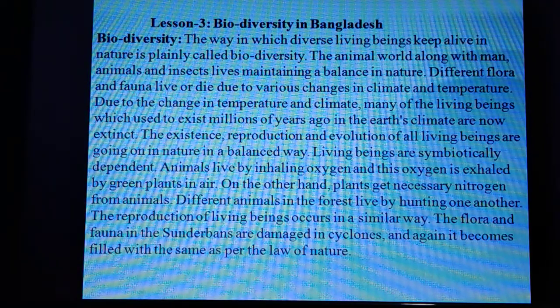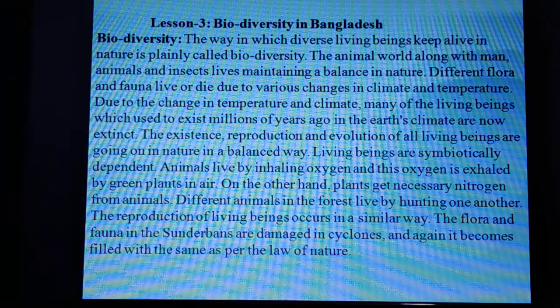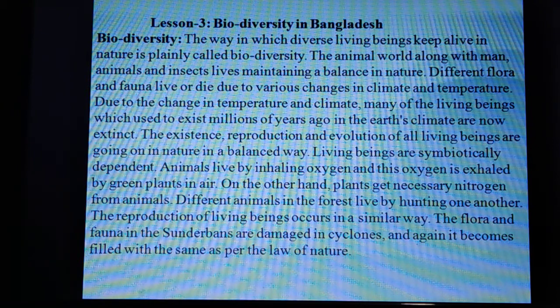Now, lesson 3, biodiversity. What is biodiversity? The way in which diverse living beings keep alive in nature is plainly called biodiversity. That is, biodiversity is a system in which all the living beings live together peacefully.